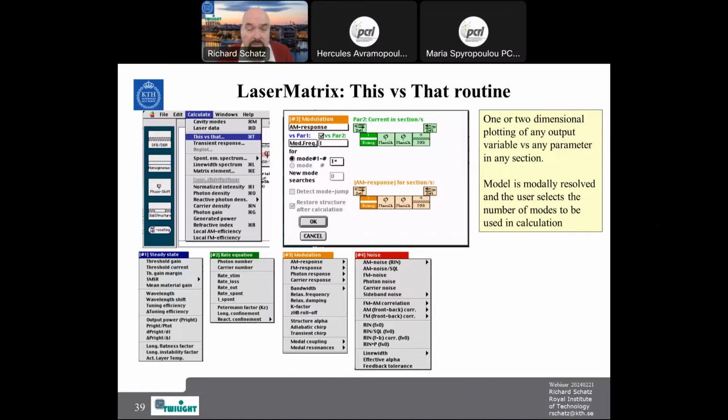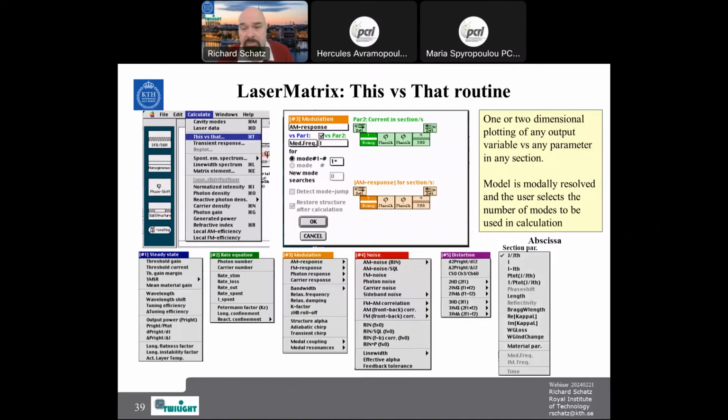And then, of course, the linewidth. You have different linewidth measures, and the effective alpha parameter of your laser, and the feedback tolerance, which I talked about, how much reflection tolerance you have. And you can do this versus any other parameter. Then you have distortion. You can calculate second and third order distortion of your laser if you have analog applications.